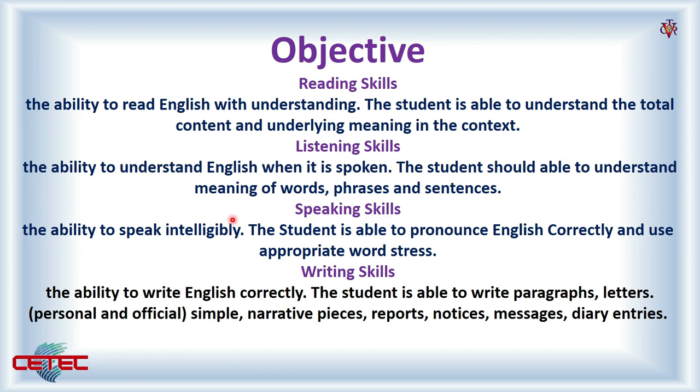Speaking skills: the ability to speak intelligibly. The student is able to pronounce English correctly and use appropriate word stress. Writing skills: the ability to write English correctly. The student is able to write paragraphs, letters, personal and official, simple narrative pieces, reports, notices, messages, and entries.